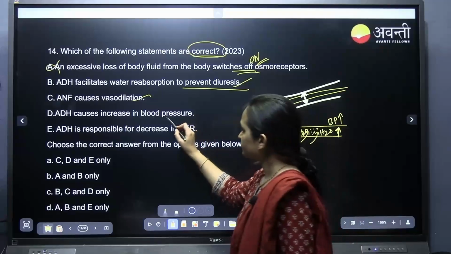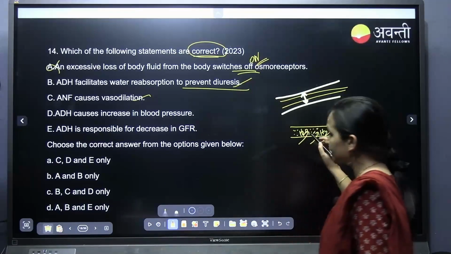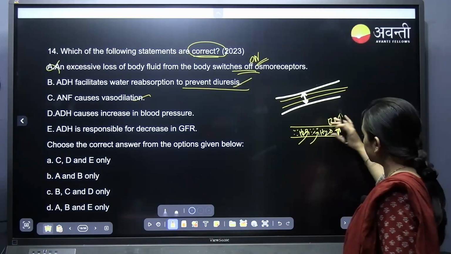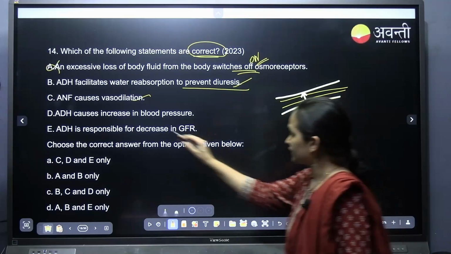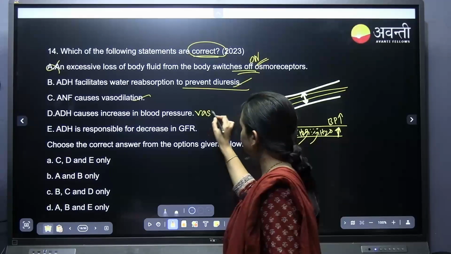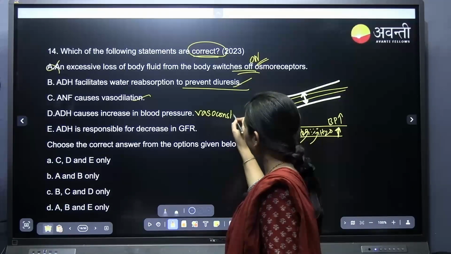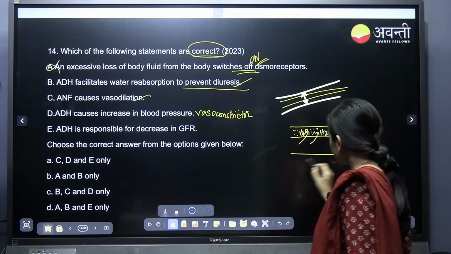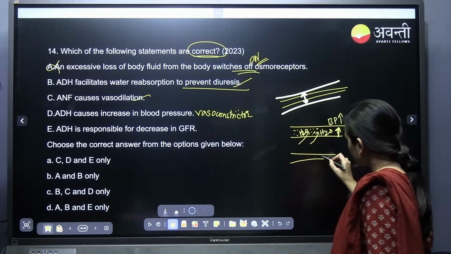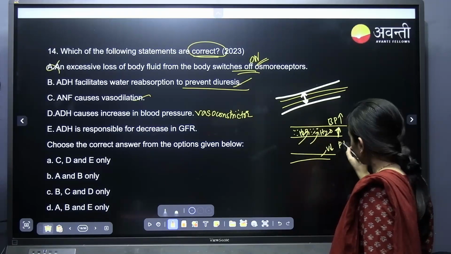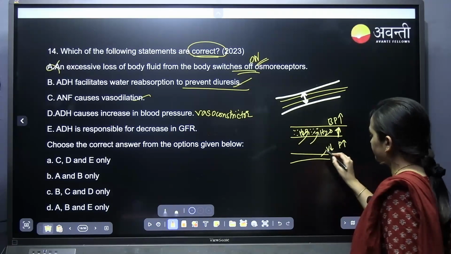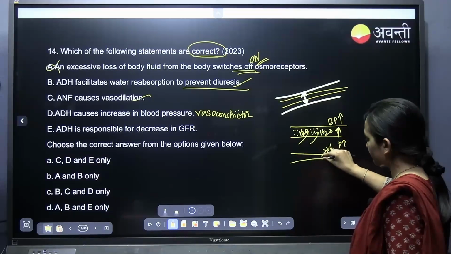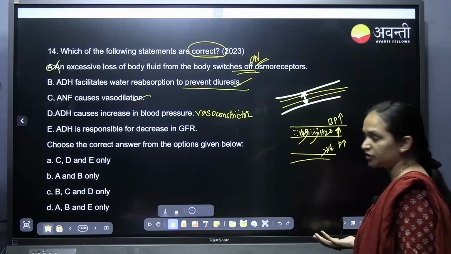Also, in the afferent arteriole, it constricts, as it is a vasoconstrictor. It constricts the blood vessel. When the volume decreases, pressure anyway increases here. If this is a usual size, now if it constricts the blood vessels, what happens? The blood pressure increases.